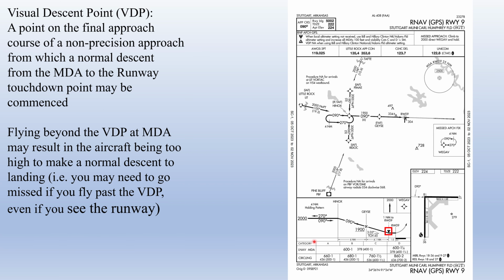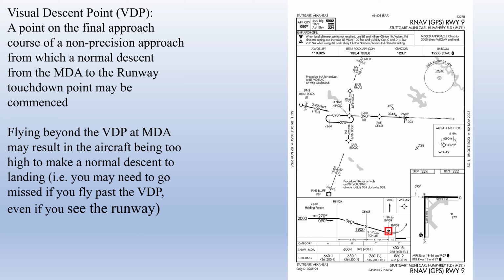So you can think of the VDP as kind of a warning point on the approach. It's basically saying if you reach this point and you don't have anything in sight, it is legal to level at your DDA and fly forward to the missed approach point. But if you've reached this point and you're not still descending, then you may be too high, and even if you see something, you may be too high to safely descend with a normal rate of descent to the runway. So they're saying if you get to this point and you don't have something in sight, even if you see something, you may have to go missed approach anyway.